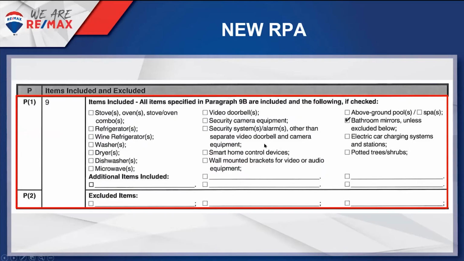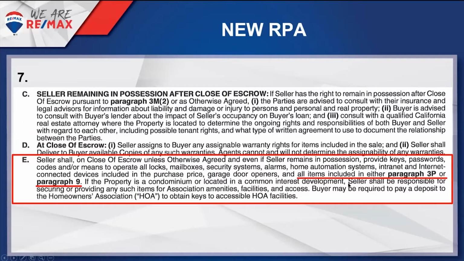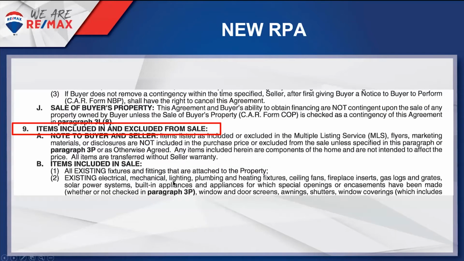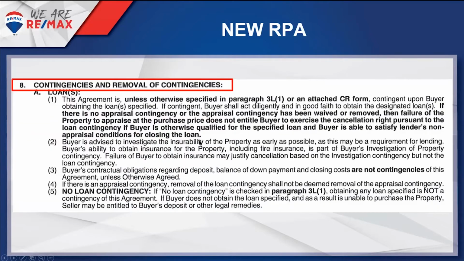Well, I'm getting ahead of myself. I'm sorry, let me go back. The items listed in paragraph 3P, which is in the grid, and also items listed in paragraph 9, which lists quite a few items, and we're going to cover that in a minute. Those are items that are included in the sale. All right, that's paragraph 9.